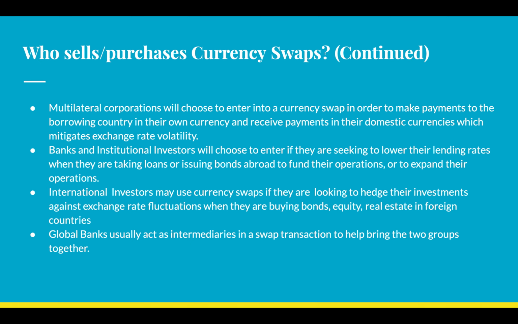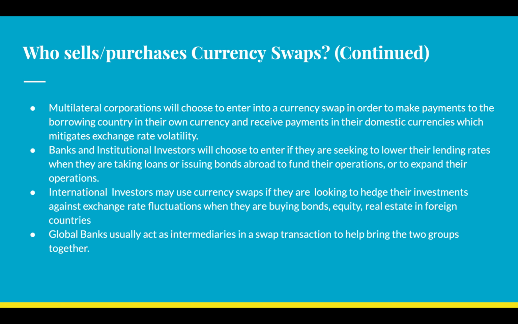And now I will continue talking about who sells and purchases currency swaps. Multilateral corporations will choose to enter into a currency swap in order to make payments to the borrowing country in their own currency and receive payments in their domestic currencies, which mitigates exchange rate volatility. Banks and institutional investors will choose to enter if they are seeking to lower their lending rates when they are taking loans or issuing bonds abroad to fund their operations or to expand their operations.